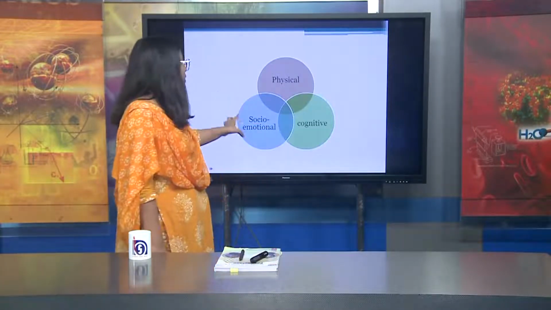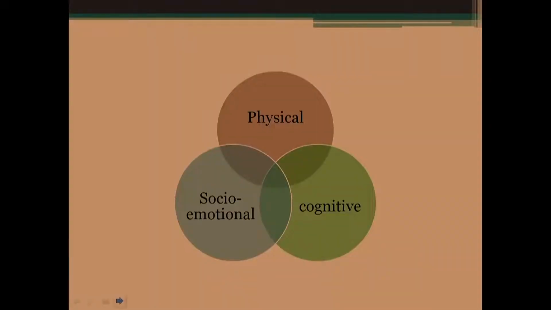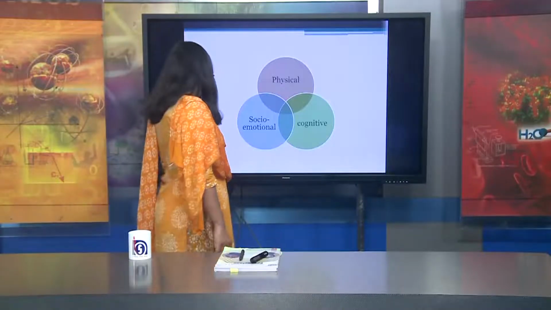Okay, so this is a diagram which represents how these development aspects are interrelated. Physical is related with cognitive, cognitive is related with socio-emotional, and socio-emotional is related to physical. So there is a crossing between all three aspects of development. These all are interrelated in nature.